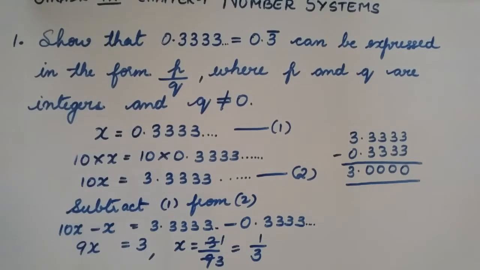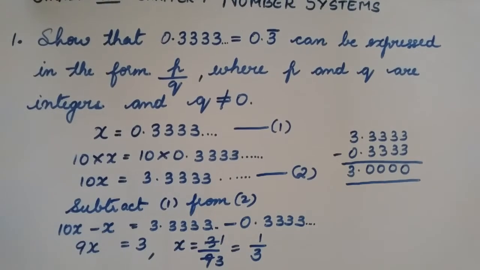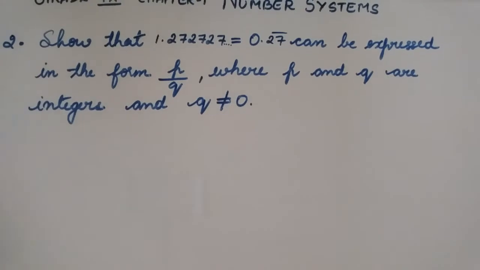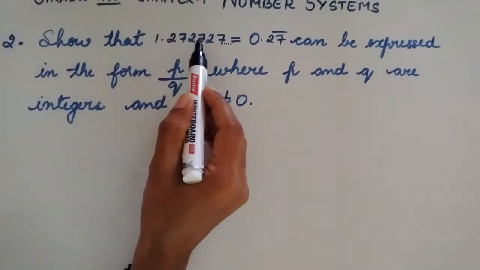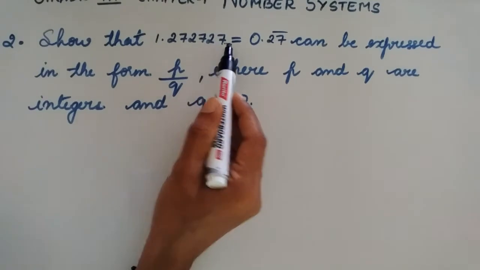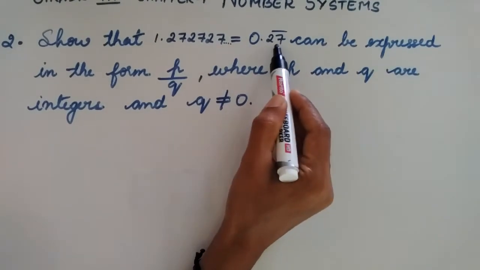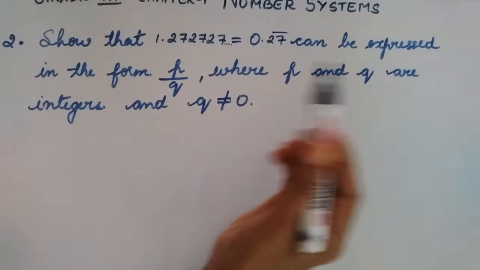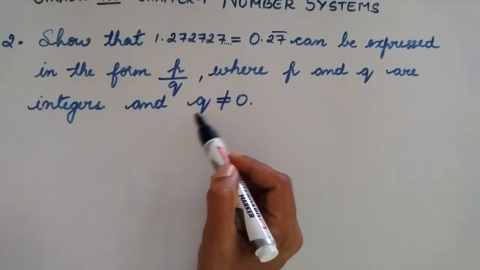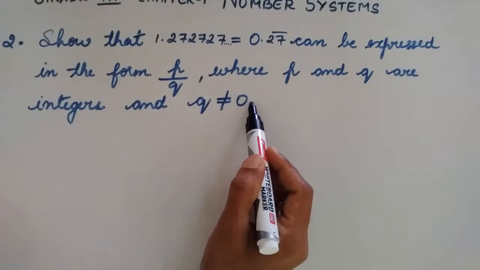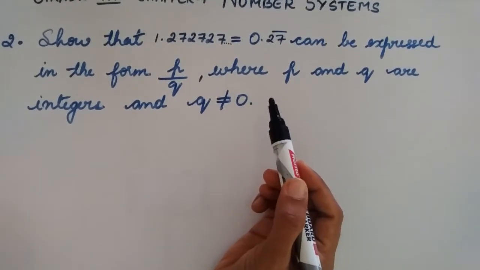Now let us move to the second problem. Show that 1.272727... so on, which is equal to 1.27 bar, can be expressed in the form p by q, where p and q are integers and q is not equal to 0.